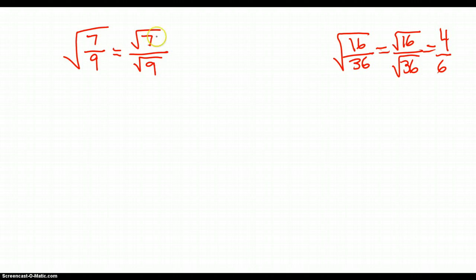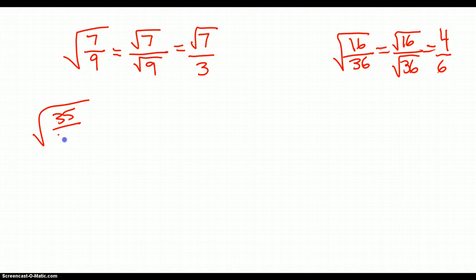Now, if I try to take the square root of 7, is there anything that goes into 7, anything I can take out or break down? There's not. So the top is just going to stay square root of 7. But if I look at the bottom, what is the square root of 9? Square root of 9 is just 3. So that's how we're going to break down the fraction. So let me have you try these 3 right here.